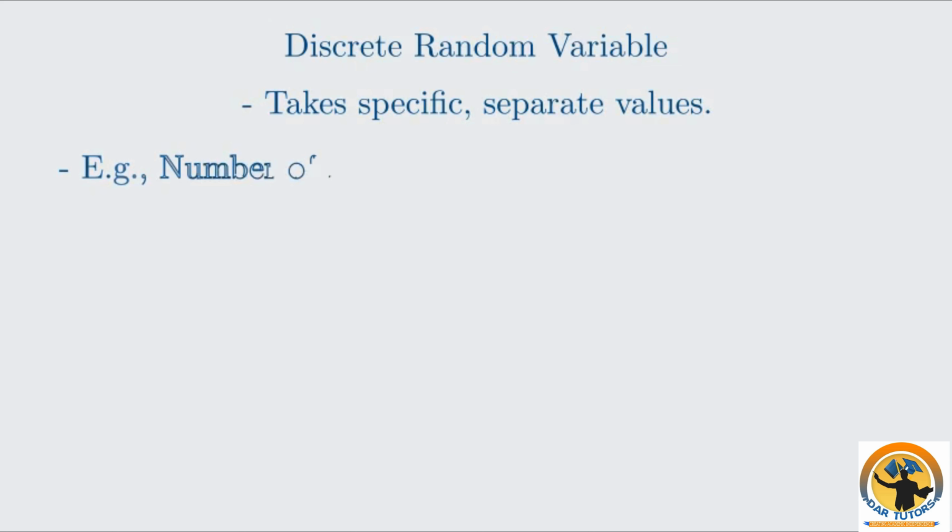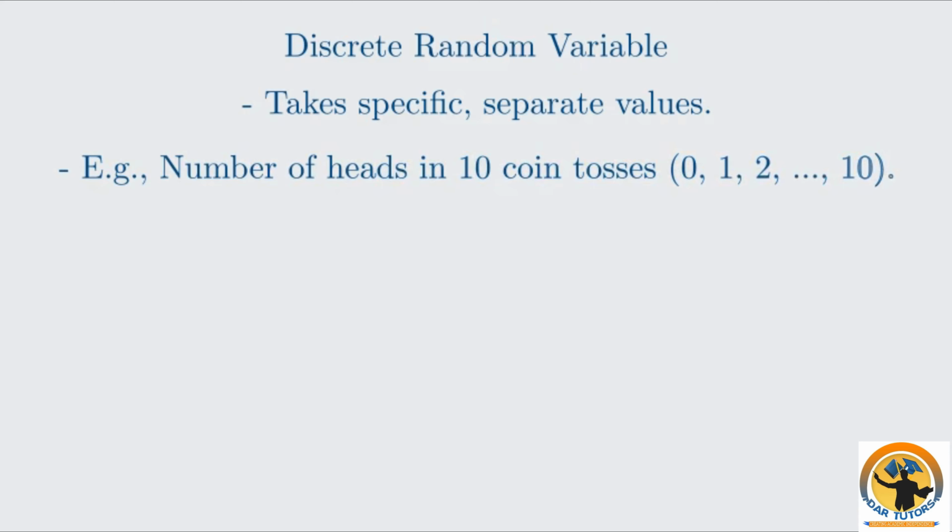A discrete random variable, which you've likely encountered before, can take on only specific separate values. A great example is the number of heads in 10 coin tosses. You can have 0, 1, 2, up to 10 heads, but you can't have 2.5 heads. The possible outcomes are countable.